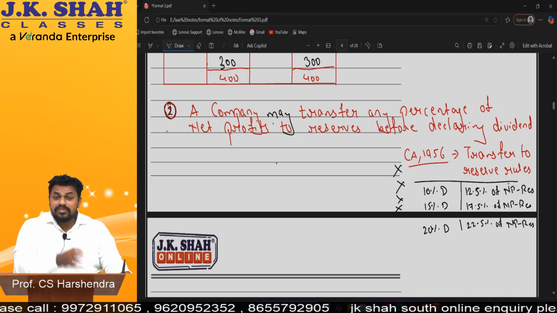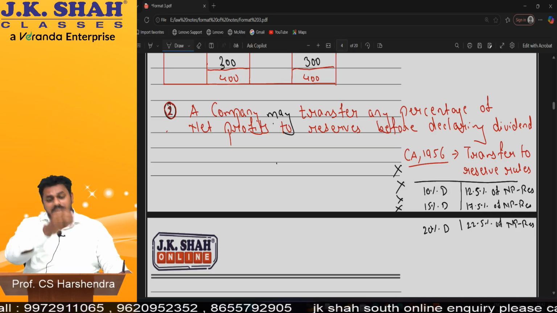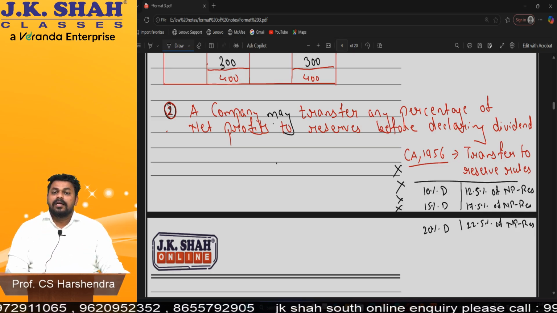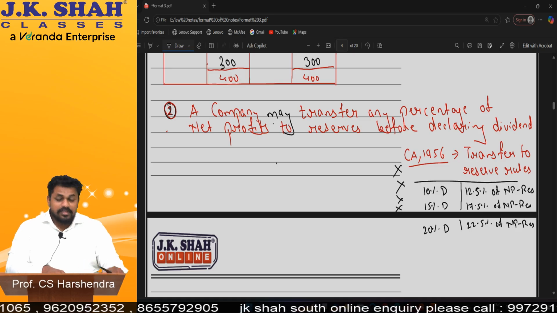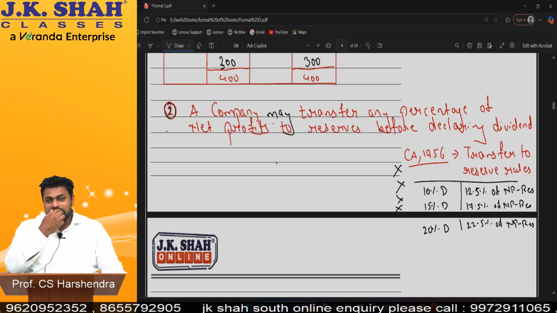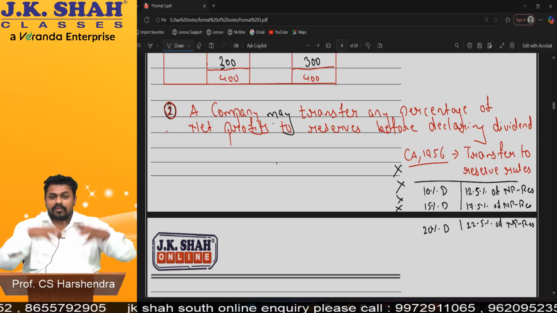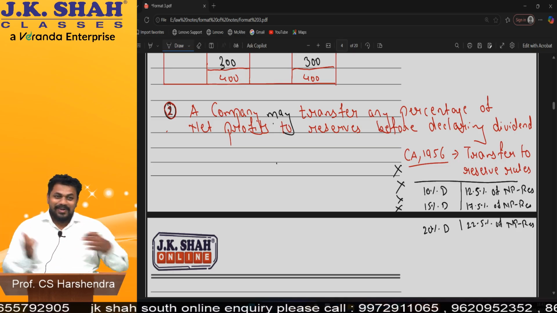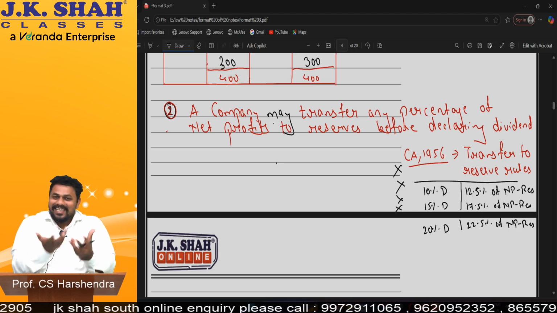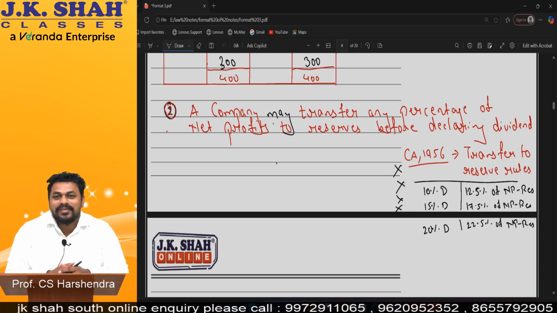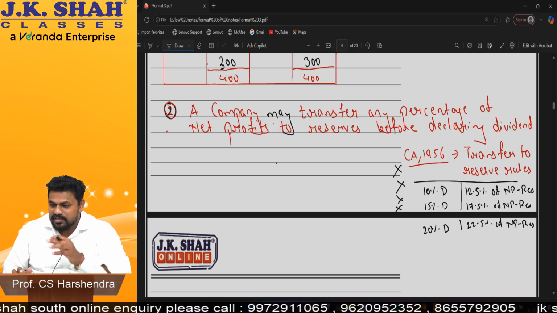The transfer to reserve rules were 40 pages. I still remember I read them in my office during articleship. After this, when I became a CS in 2012, in 2013 the law was changed. They said this law will be changed. It's fine, no problem, it happens. Am I clear with this? Yes? Okay. This was an important point.